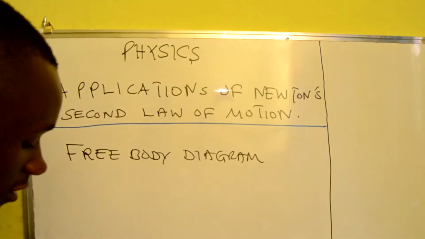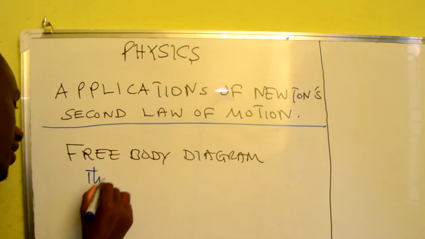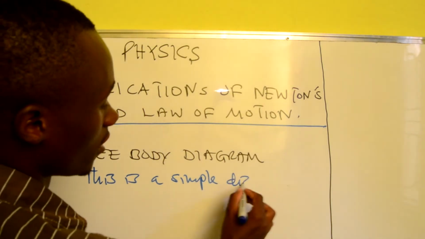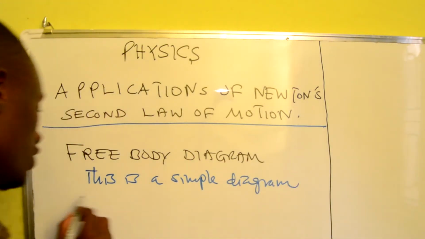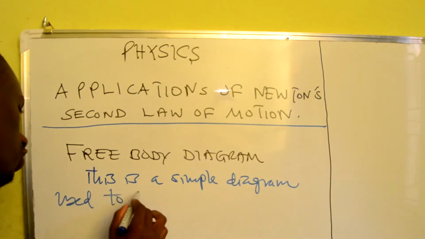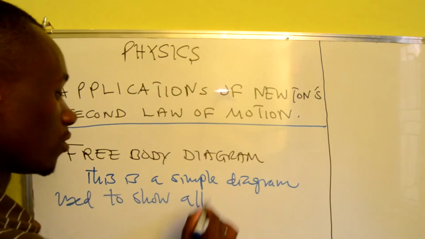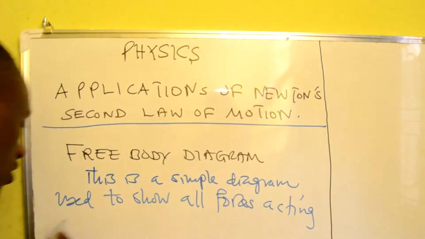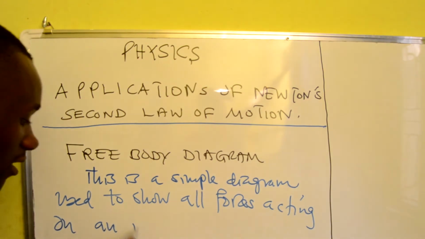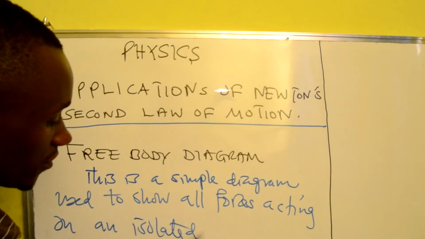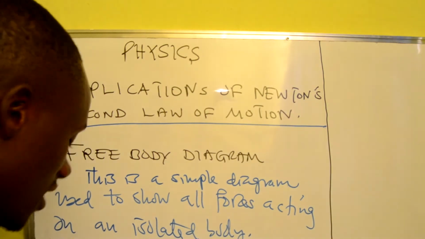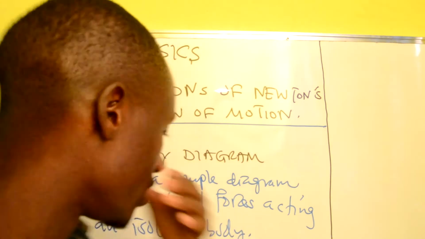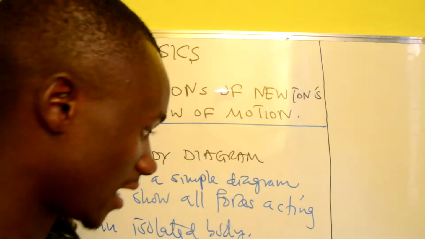By definition, a free body diagram is a simple diagram used to show all forces acting on an isolated body. A simple diagram used to show all forces acting on an isolated body is called a free body diagram.